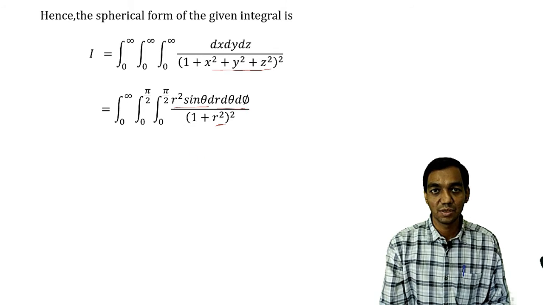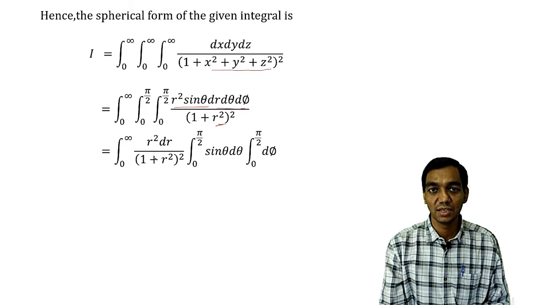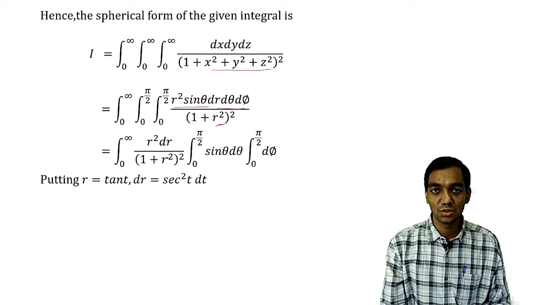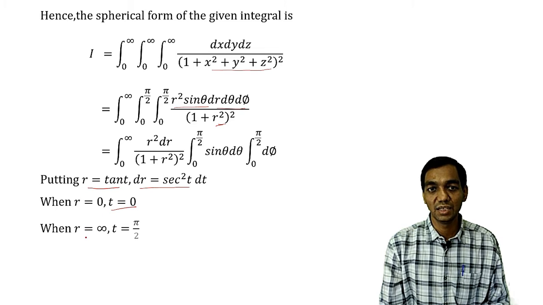Now this form is a variable separable form. So separate the integration of r, separate the integration of theta, separate the integration of phi. So you will have integration from 0 to infinity r square upon (1 plus r square) the whole square dr into 0 to pi by 2 sine theta d theta into 0 to pi by 2 d phi. If the first integration is not directly possible, we put r is equal to tan t. So dr is equal to sec square t dt. When r is 0, tan t is 0, that means t is 0. And when r is infinity, tan t is infinity, that means t is pi by 2.